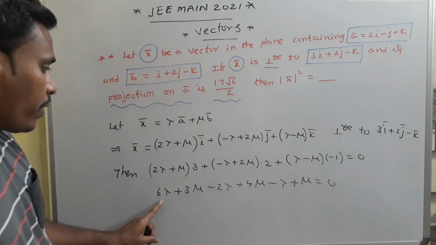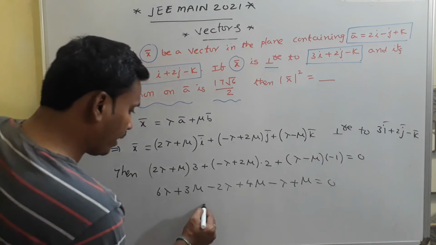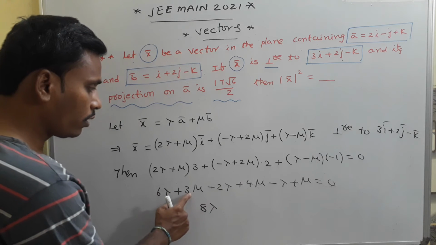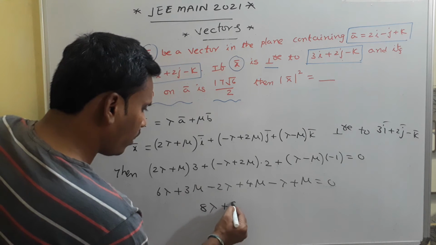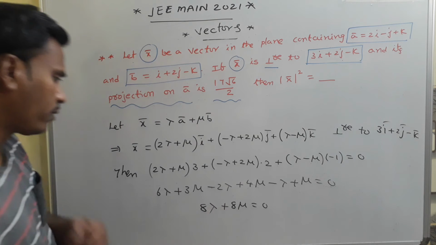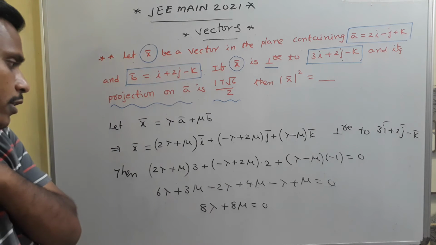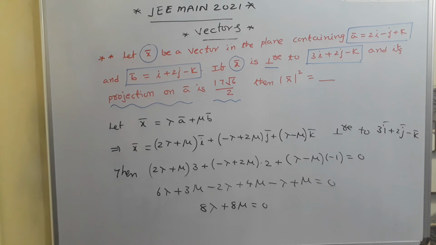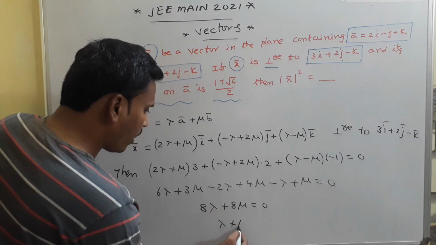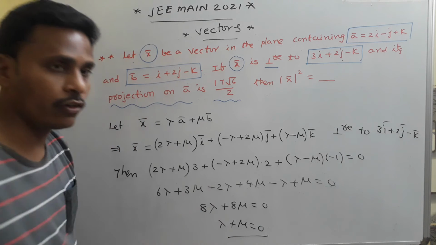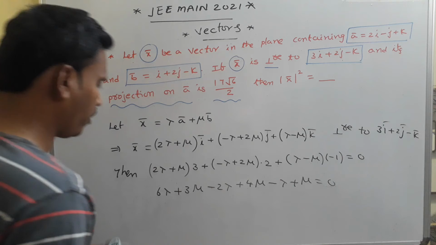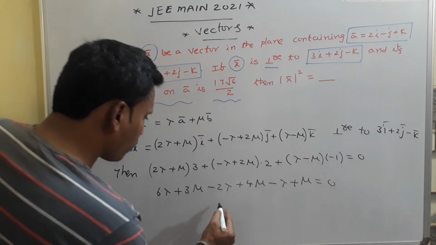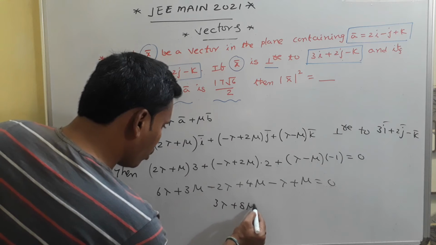And when you try to simplify, 6 plus 4 is 10 minus 2, 8 lambda, whereas coming to mu, 3 plus 4, what? 7, 7 plus 1, 8. 8 mu is equals to 0, is it right? 3 plus 4 is 7 plus 1, 8. 6 plus 4 is 10 minus 2 is 8. 8 lambda plus 8 mu is 0, and so lambda plus mu is equals to 0. Just have a look. Okay, so this is not 8 lambda plus 8 mu. 6 minus 2 minus 1. So this is 3 lambda plus 8 mu is equals to 0.